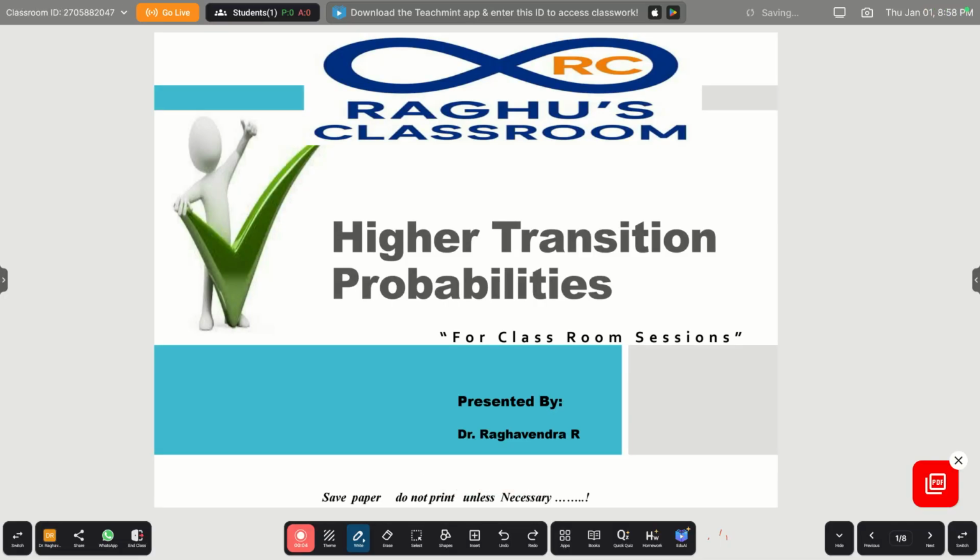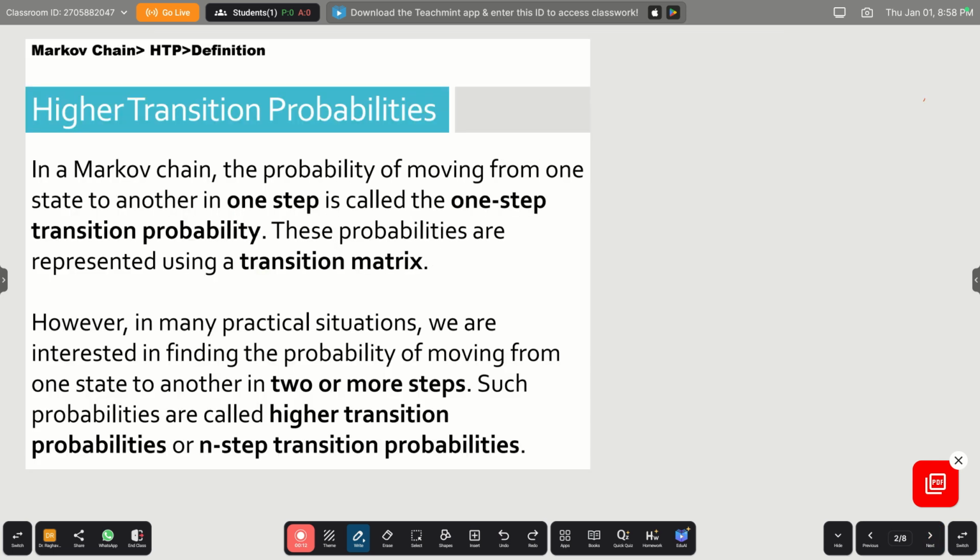In this class, I'll try to explain how to calculate higher transition probabilities in a Markov chain. In a Markov chain, the probability of moving from one state to another in one step is called the one-step transition probability. These probabilities are represented using a transition matrix. For the detailed explanation about how to write the transition matrix, you can check my previous video. I have given the link in the description box.